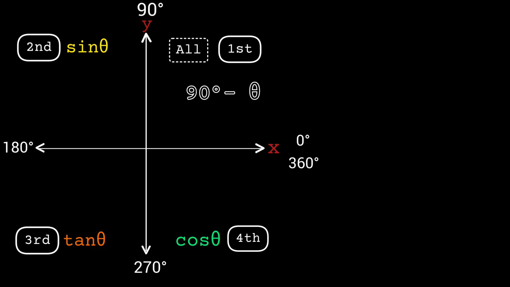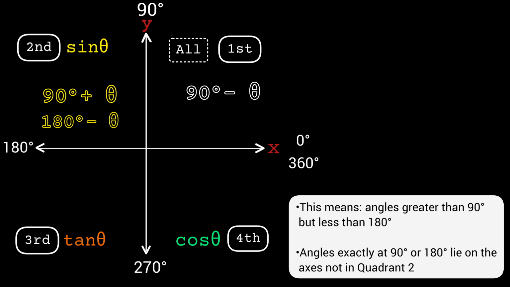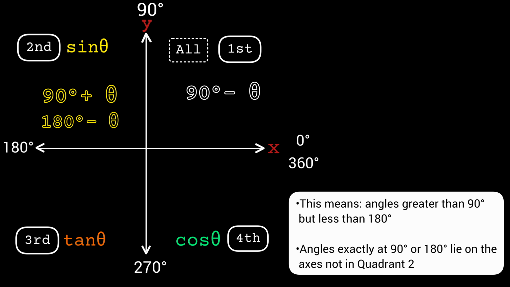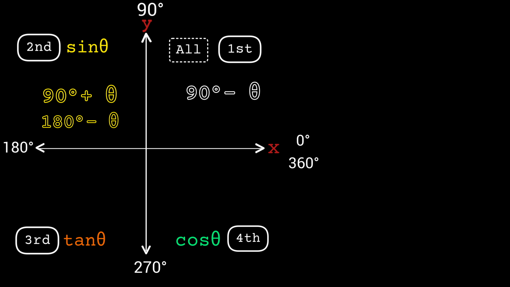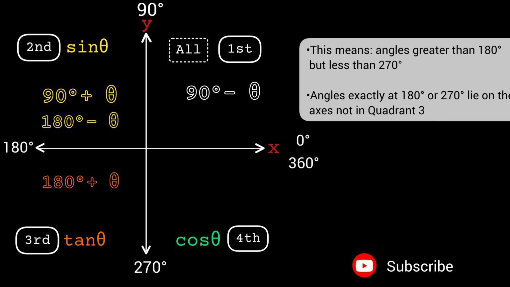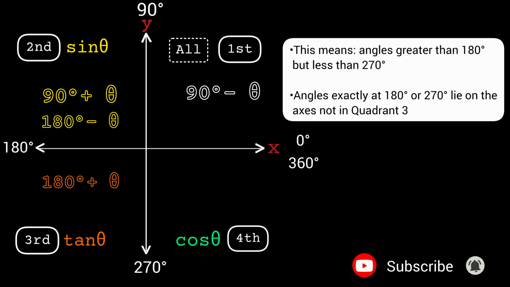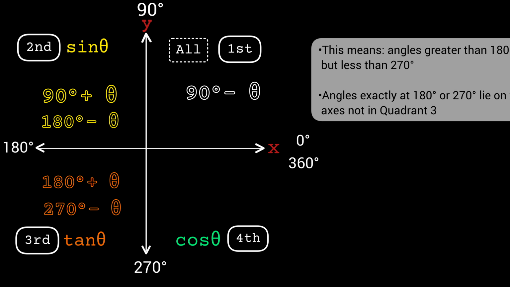In the second quadrant, we have angles that are greater than 90 degrees, so we have 90 degrees plus theta, and we also have 180 degrees minus theta, so the angles in this quadrant range from 90 degrees to 180 degrees. In the third quadrant, where only tan theta is positive, we have angles that are greater than 180 degrees, so we have 180 degrees plus theta. The angles in this quadrant range from 180 degrees to 270 degrees, so we also have 270 degrees minus theta.